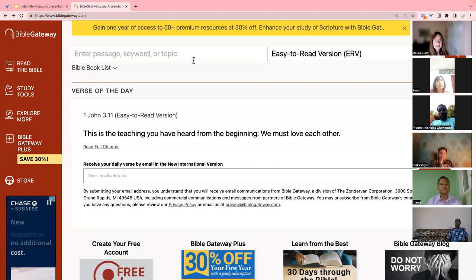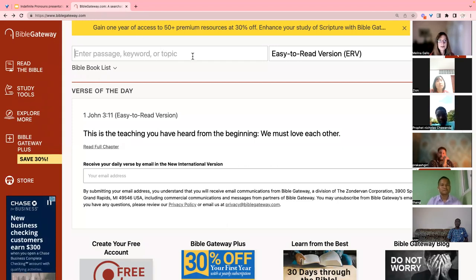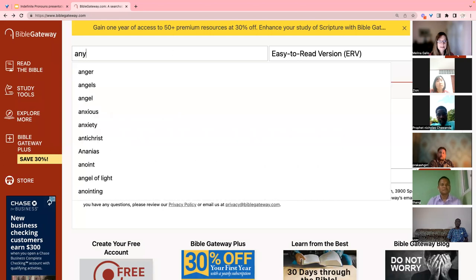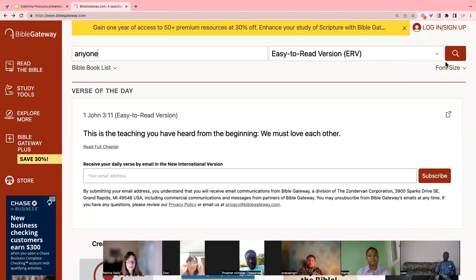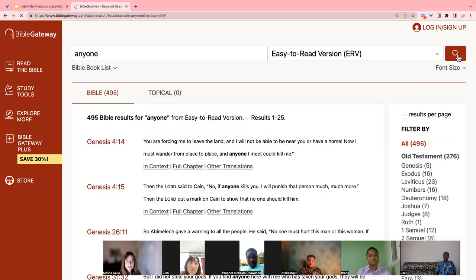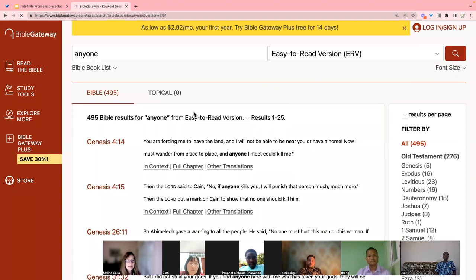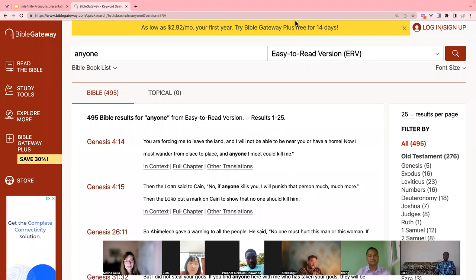BibleGateway.com, and then I will type in the word that I'm looking for, or a phrase I'm looking for, in the easy to read version of the Bible. So you can select different languages and different versions of English. We often use the easy to read version for our English learning students. And then when I hit the search button, you can see there's 495 Bible results for the word anyone. So it's a very popular word.